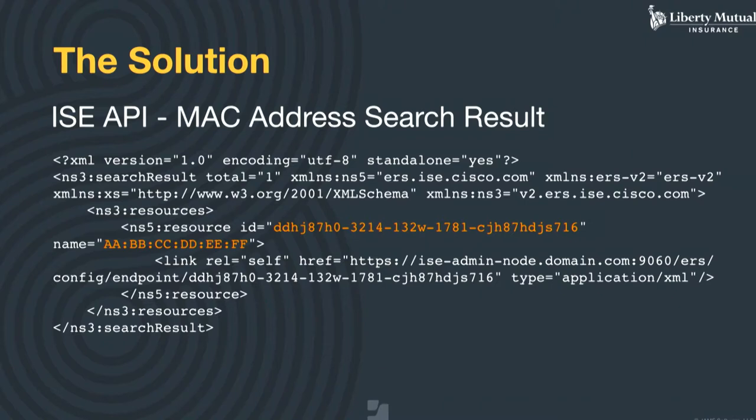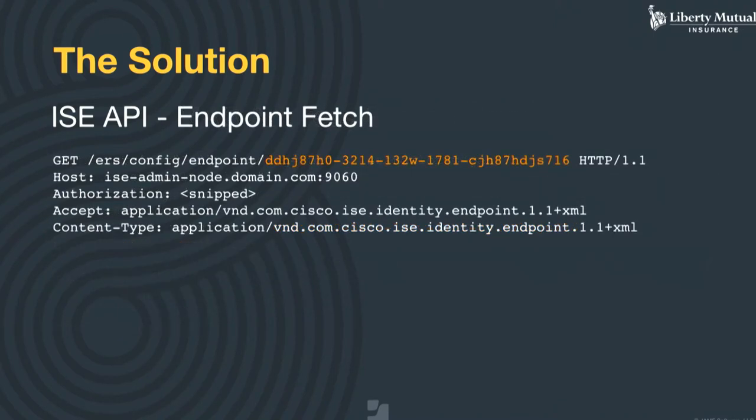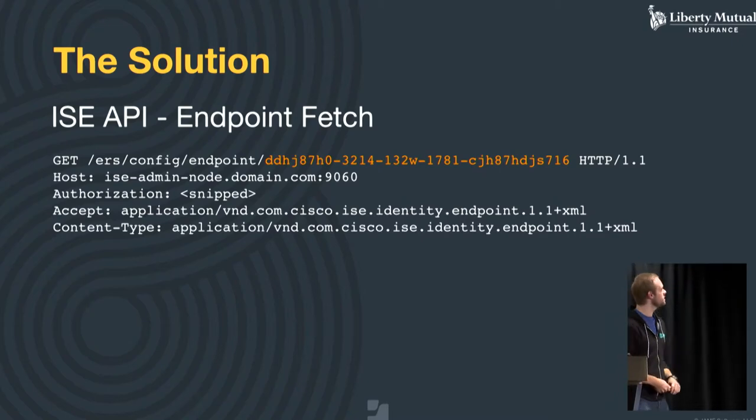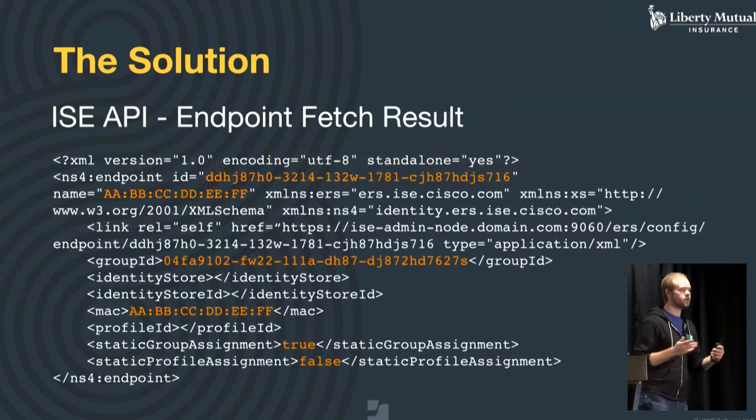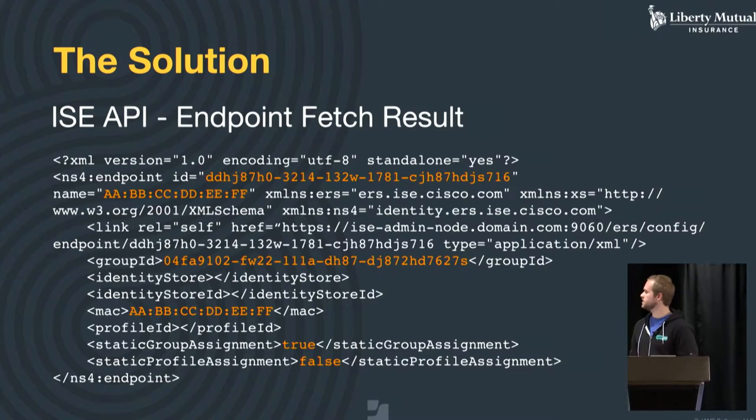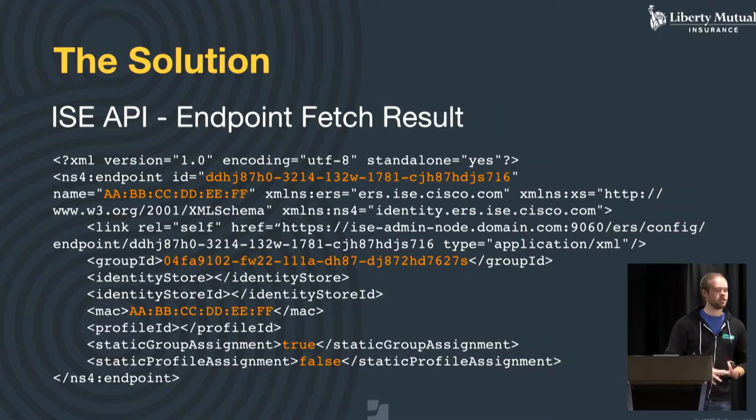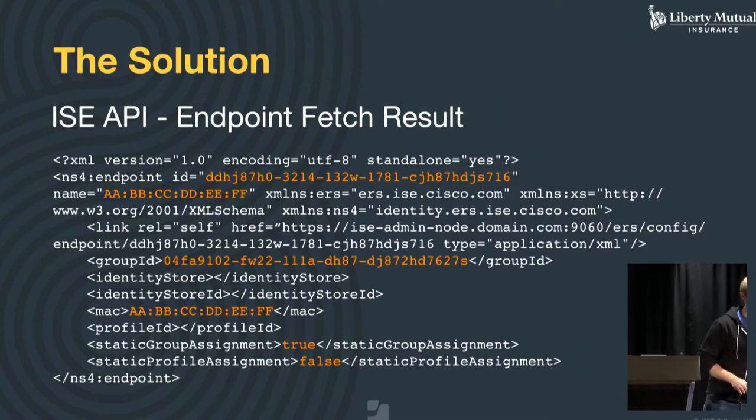I should say you get the unique identifier, right? So you get the unique identifier, and then you can make another call. And this is one of my biggest gripes with their API. It takes two API calls to get a full endpoint. But you do a GET on that unique identifier, and then you get all the device information, right? So you can see what group it's in, the MAC address, which you should already know, if it's a static group assignment, static profiling assignment. And you can also see the profiling policy. In this example, this device isn't profiled.